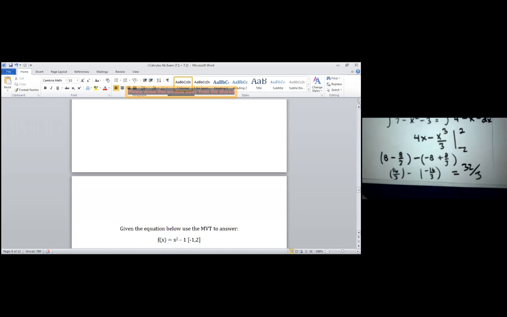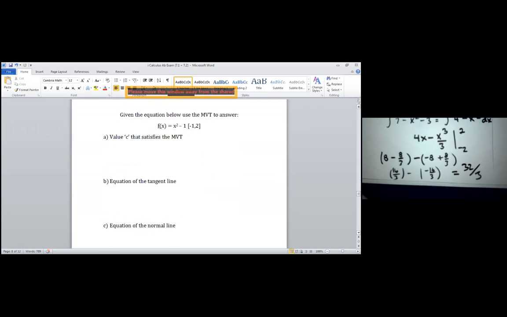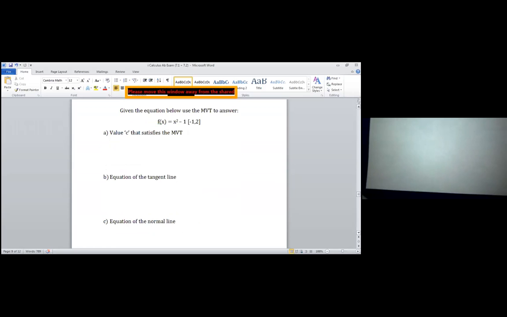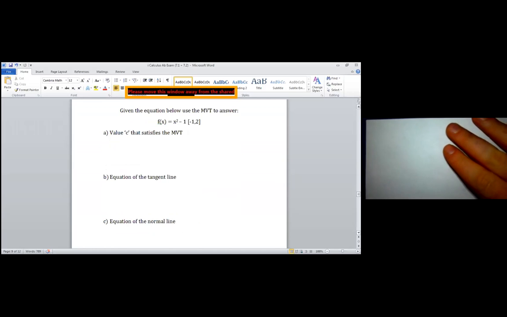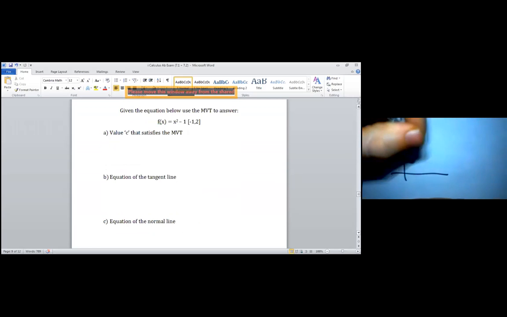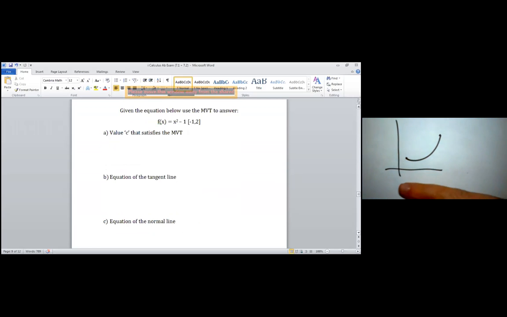Okay. Next up, we've got some mean value theorem. Shouldn't be too bad. So to do mean value theorem, remember what we want to do. We want to draw a curve. So there's my curve. All right. And it's going from -1 to 2.